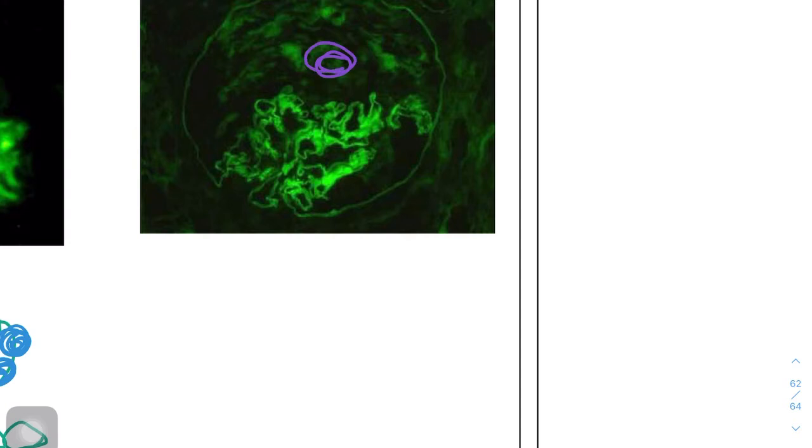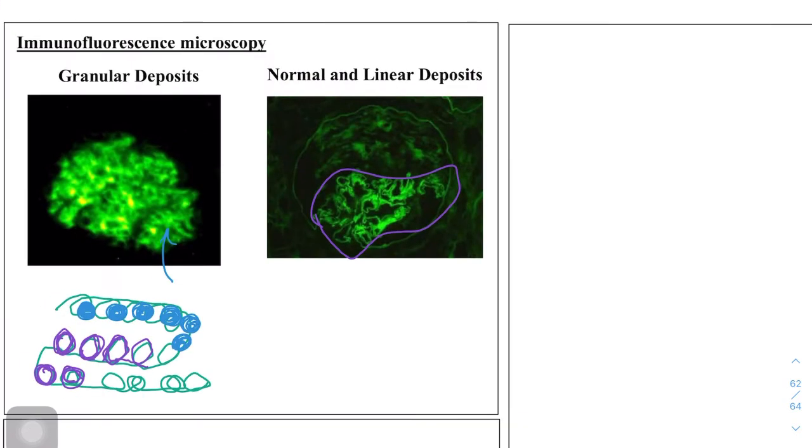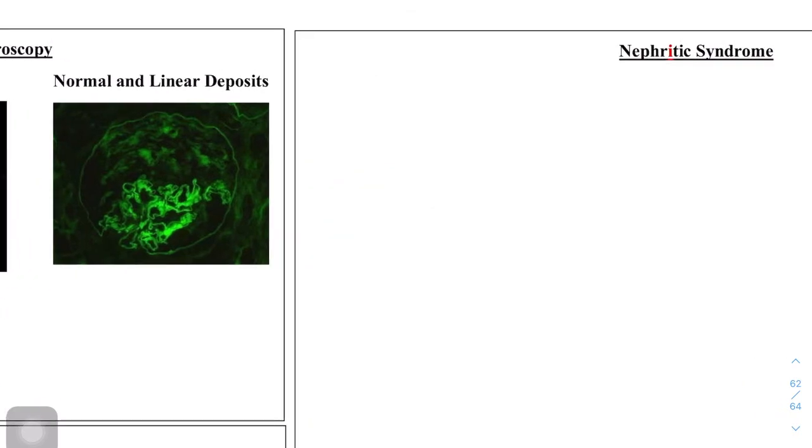You can see this is the normal region. This is how it looks normally, and this is how it looks with linear deposits. It's along the lines of the tubules.